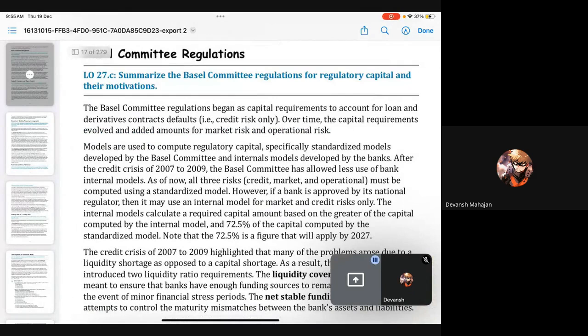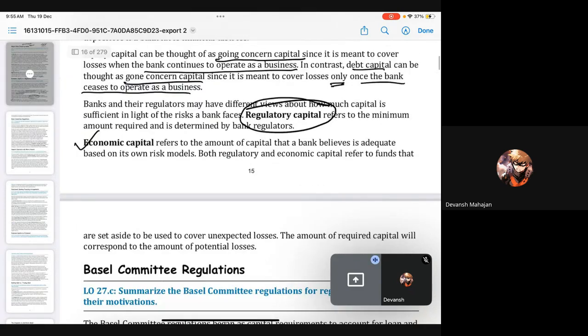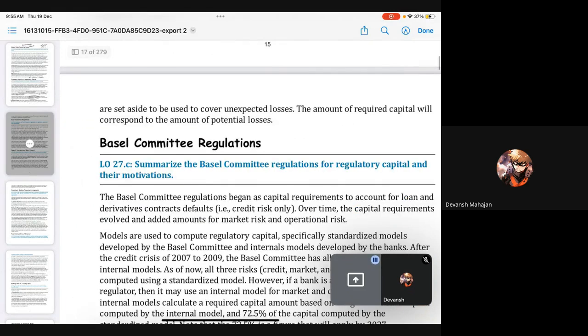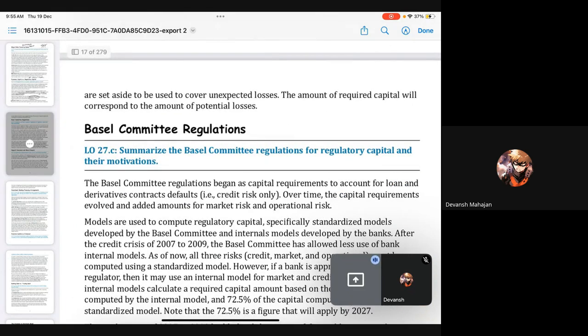Now we come to the Basel Committee regulations. जो regulatory capital के बारे में भी spoke, how and where does that regulatory capital come from? The Basel Committee is responsible for regulating the banking industry across the world. ठीक है?